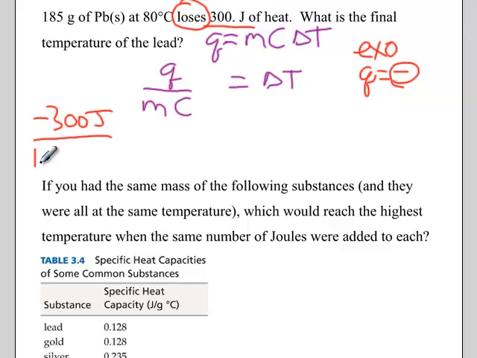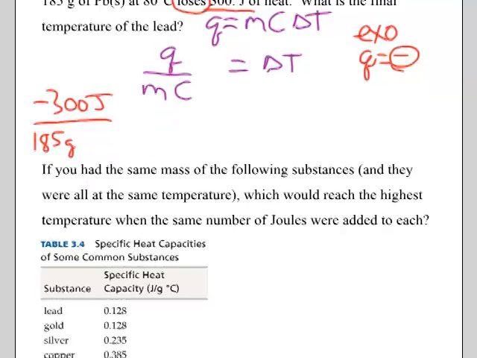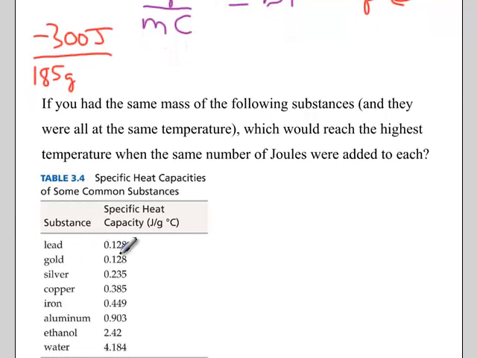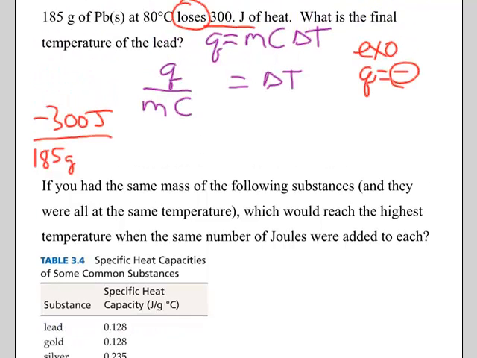The mass is given as 185 grams. And the heat capacity C you can find in a table in the textbook. This is not something you have to look up. And lead is 0.128. And that's joules per gram per degree Celsius.